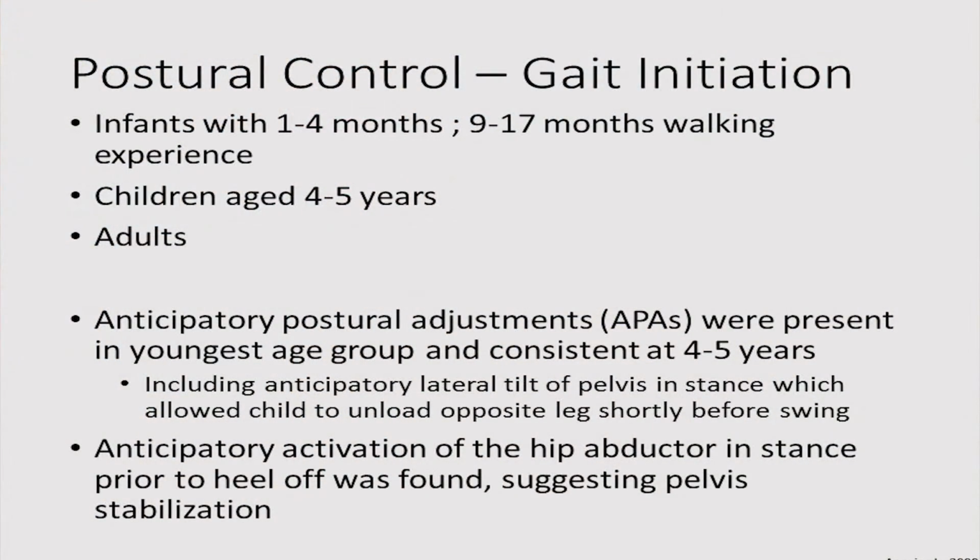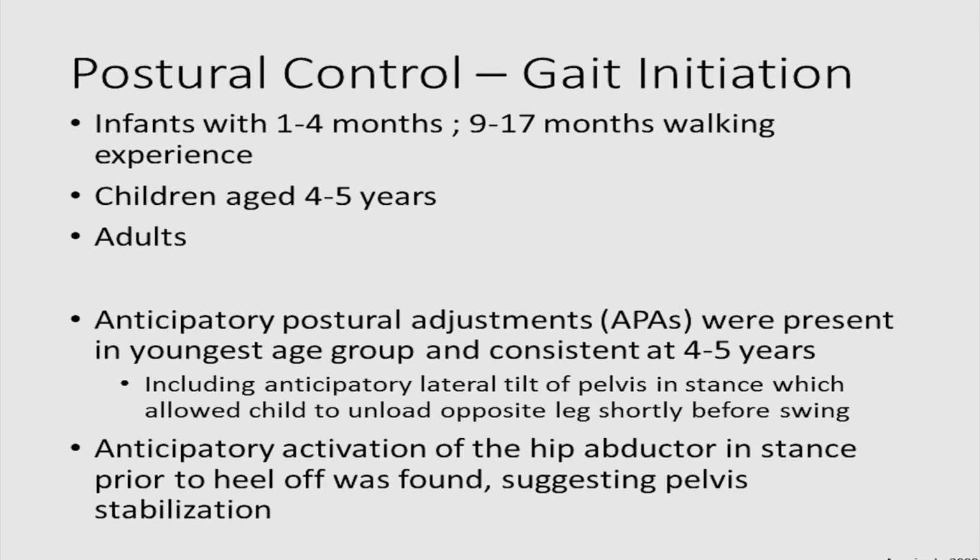In this study, they took a look at infants with 1 to 4 months and 9 to 17 months of walking experience. They also looked at children aged 4 to 5 years old and adults. And what they found was that anticipatory postural adjustments, or APAs, were present in the very youngest group and consistent at 4 to 5 years old.